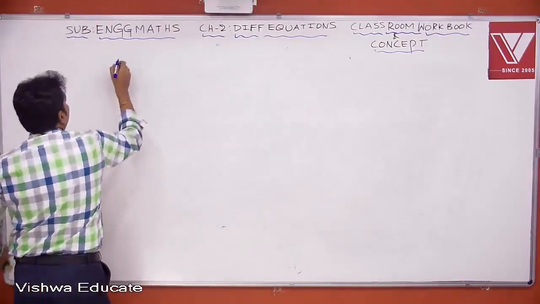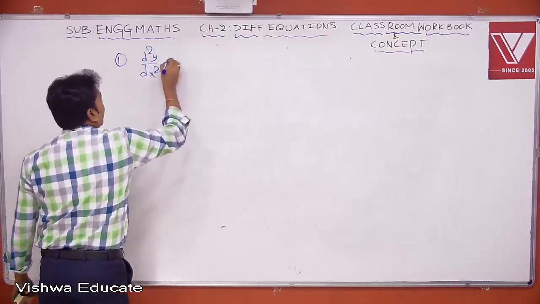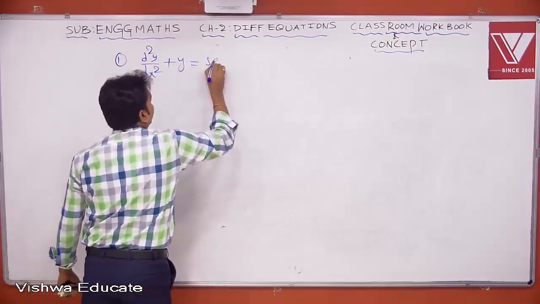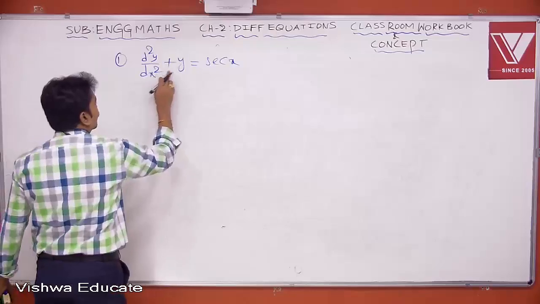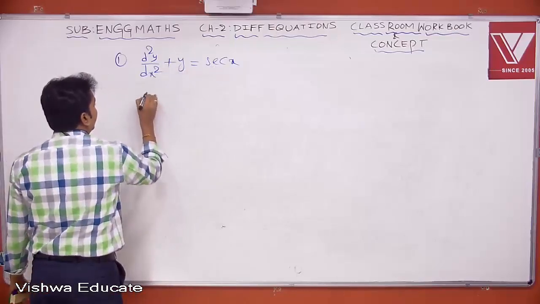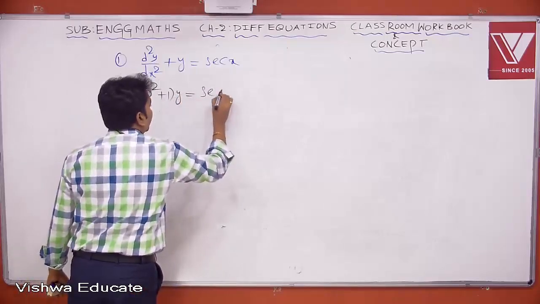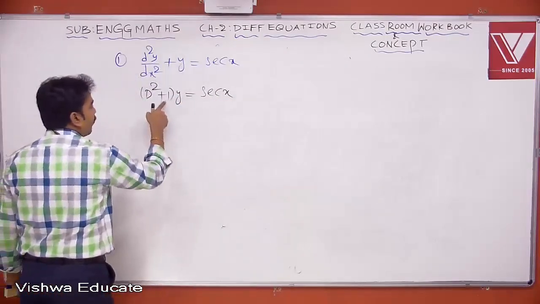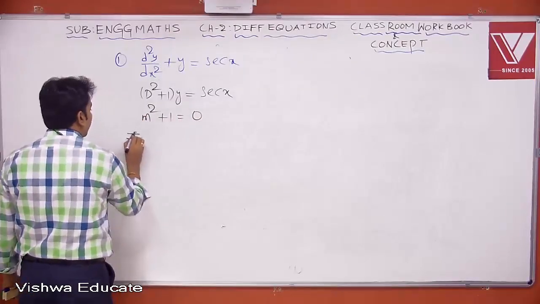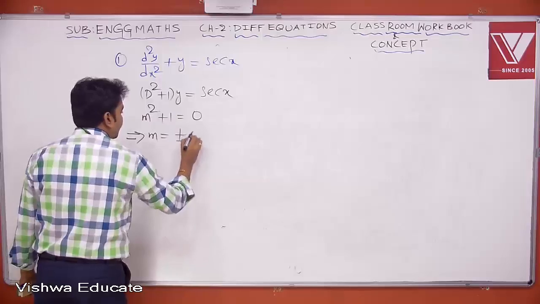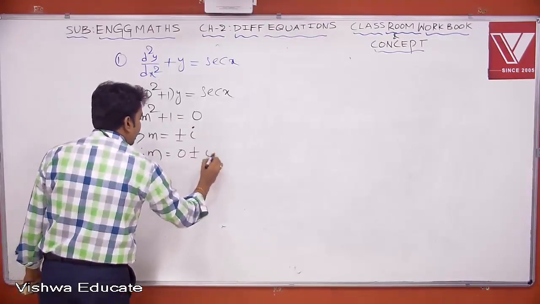First problem: solve d square y by dx square plus y equal to secant x. Let us solve this equation. In capital D form, this is (D square plus 1) of y equal to secant x. Now let us find yc at first. The auxiliary equation is m square plus 1 equal to 0. Therefore m equals plus or minus i, complex roots. So m equals 0 plus or minus i.